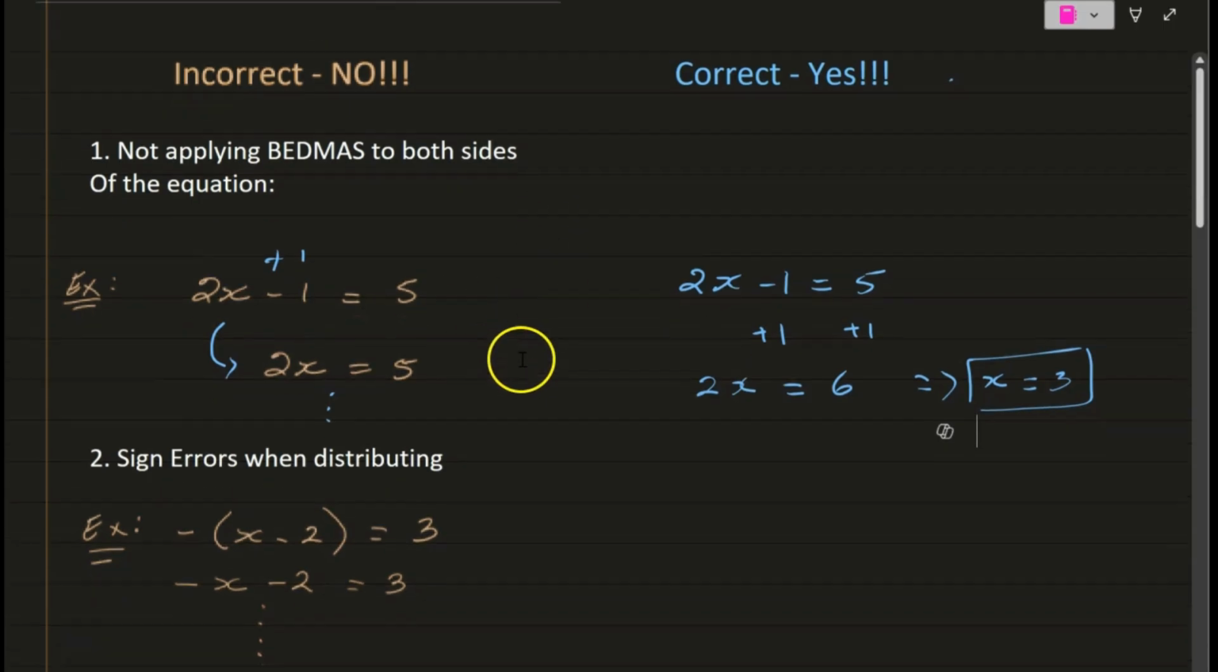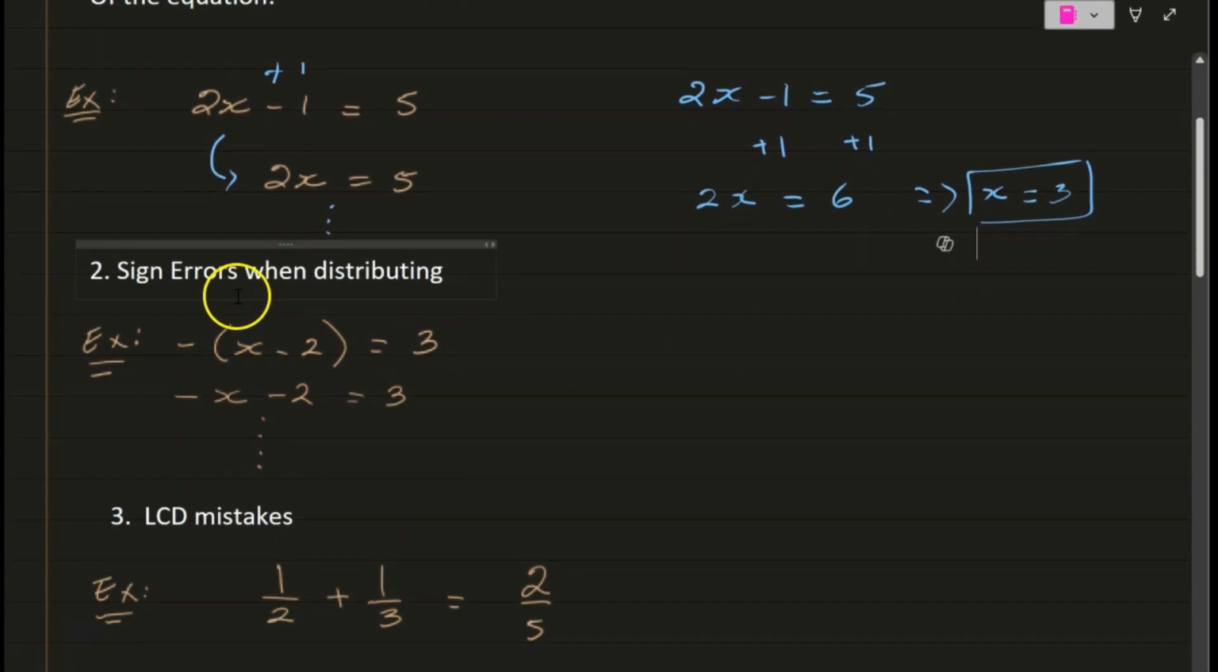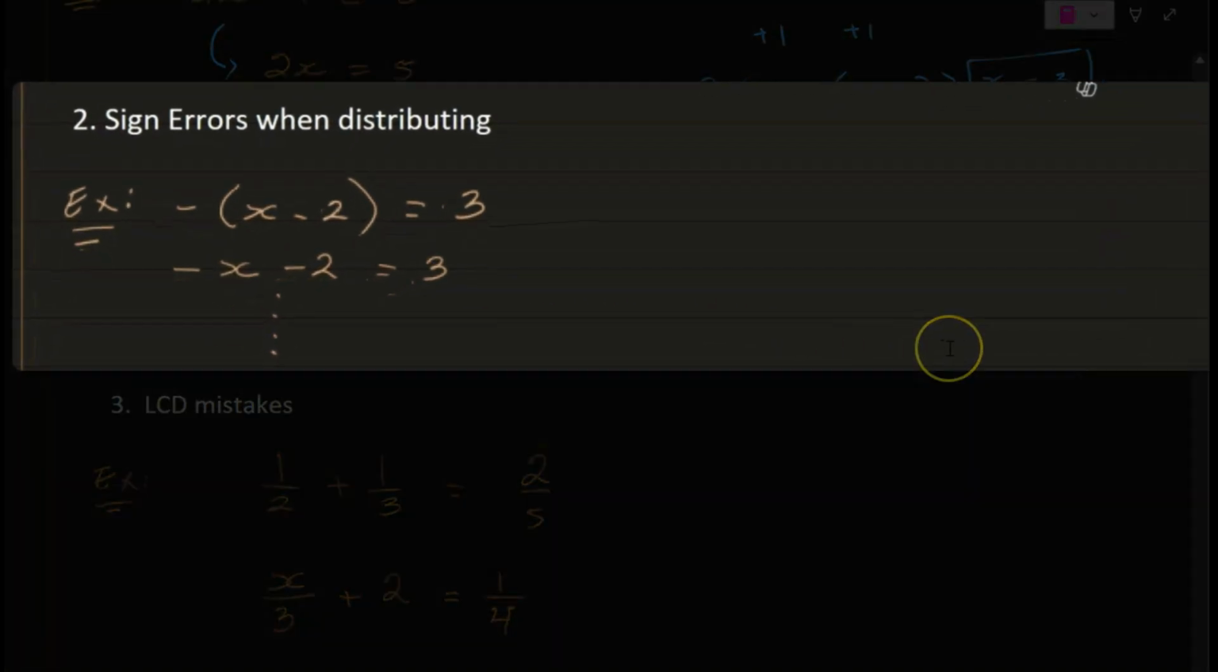All right, next one. Sign errors when distributing. I see this all the time, mostly in junior grade 9 and 10 students. So remember, you've got to distribute this negative outside of the bracket, especially when this negative shows up without a number, but there is a number. This number is 1, right?